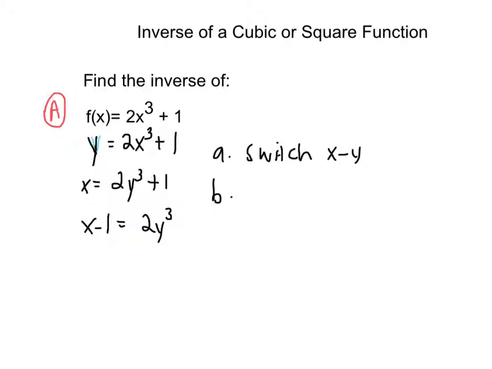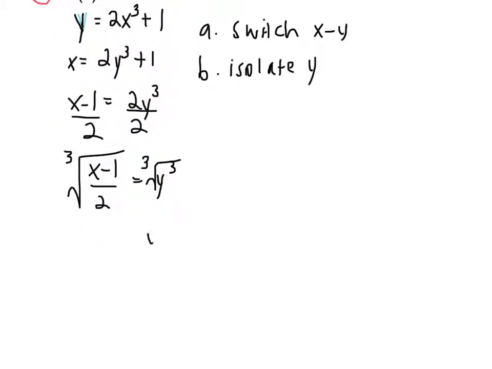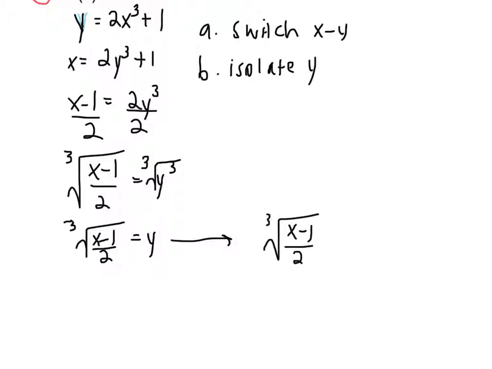next we want to isolate y. So we divide by 2, and then we're going to find the cube root of both sides. That way we just have y on one side and then the cube root of x minus 1 over 2. And we can actually write this specifically as, so we keep this side, but on the other side we'll have the inverse of f of x.